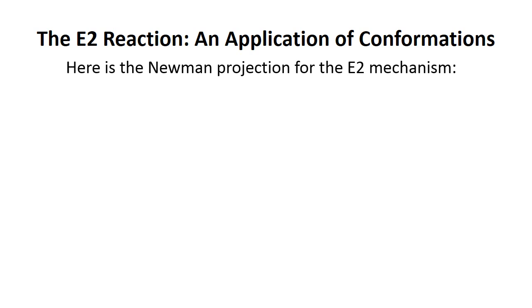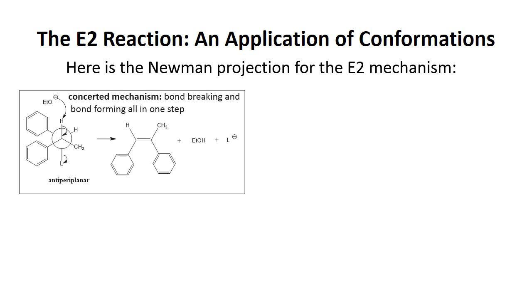Here is the Newman projection for the E2 mechanism. It's a concerted mechanism, which means that the bond breaking and bond forming events all occur in one step. The ethoxide pulls off the proton, and simultaneously the electrons flow toward the carbon that has the leaving group attached and the leaving group is displaced, and the pi bond forms. Note that you can easily see in the Newman projection that the beta hydrogen and the alpha leaving group are 180 degrees across, or anti. They're also occupying the same plane, so that's anti-periplanar.